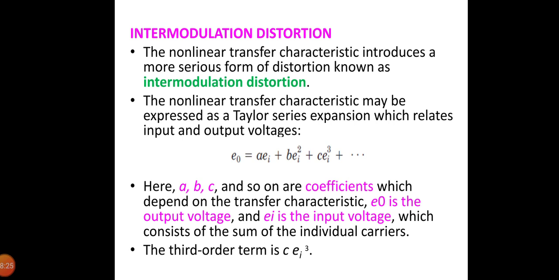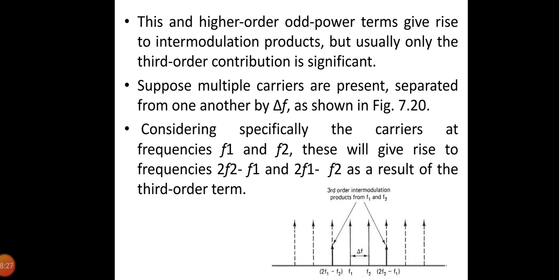Because F2 minus F1 is equal to delta F, these two intermodulation products can be written as F2 plus delta F and F1 minus delta F respectively. Thus, the intermodulation products fall on neighboring carrier frequencies, as you can see in this diagram. Similar intermodulation products will arise from the other carrier pairs, and when the carriers are modulated, the intermodulation distortion appears as noise across the transponder frequency band.